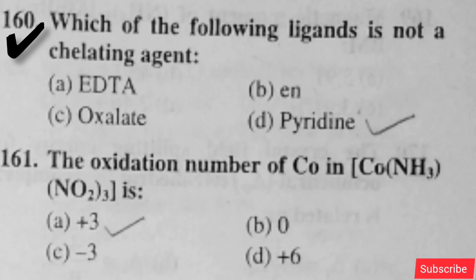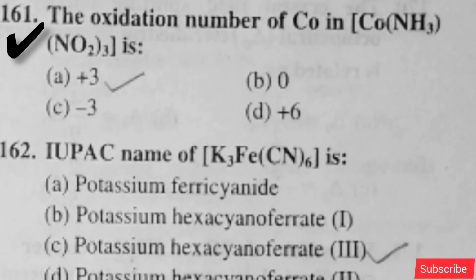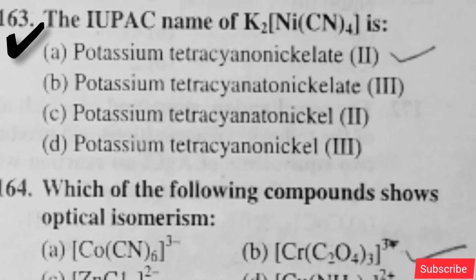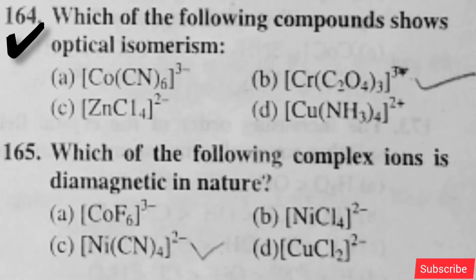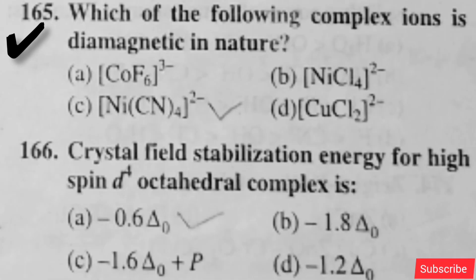Option D is right. The oxidation number of Co in [Co(NH3)3(NO2)3] is option A is right. IUPAC name of this complex is option C is right. The IUPAC name of this complex is option A is right. Which of the following compounds show optical isomerism? Option B is right. Which of the following complex ion is diamagnetic in nature?